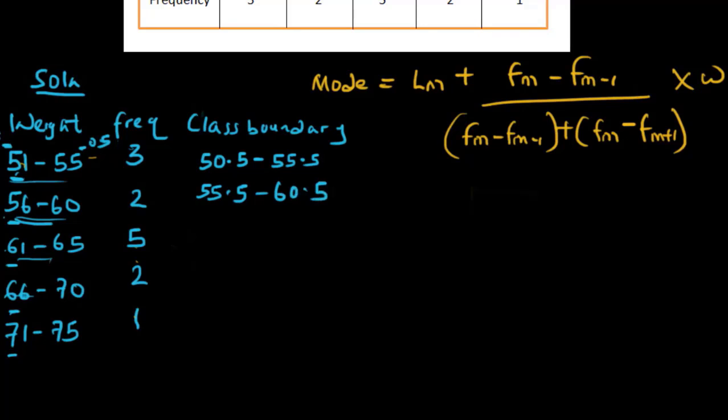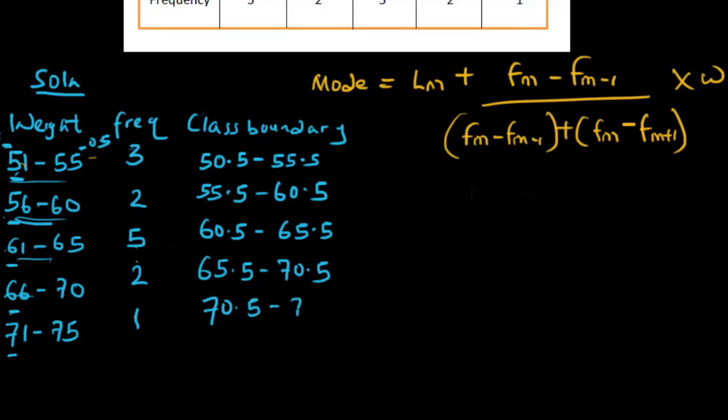I do the same to this one, I should be having 60.5 to 65.5. Then I should be having 65.5 to 70.5. Then lastly 70.5 to 75.5. Now that we've done this, we can now plot the histogram. Now remember, all I want to do is to help you make sense of this mode formula. Now let's have a rough diagram of this histogram.